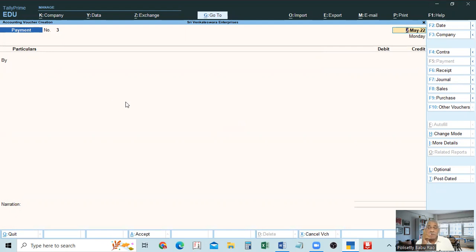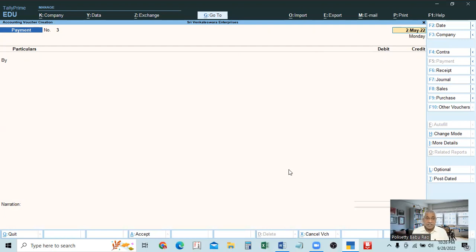By means debit entry, to means credit entry. By means debit, to means credit. But it is a lot of confusing thing. That is why we have to activate the DR and CR, debit and credit, instead of by and to. For that, what we require, we have to configure.